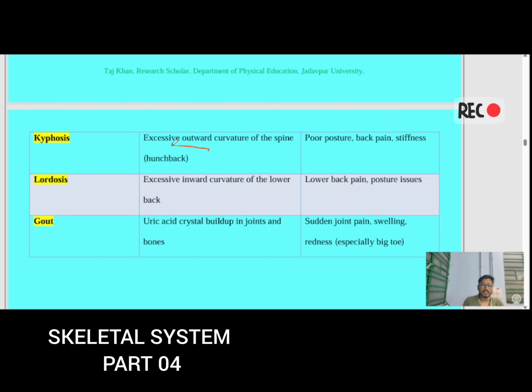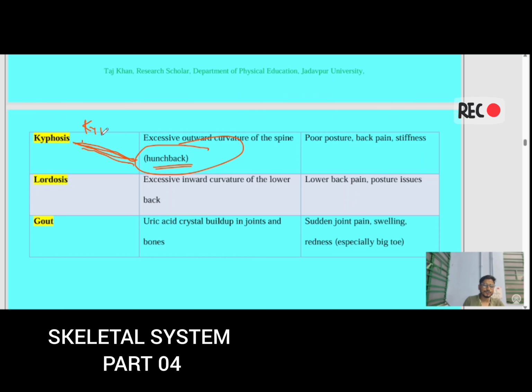Kyphosis is known as hunchback. It is a very important thing; a maximum number of questions are asked on it. What is the alternative name of kyphosis? Kyphosis is known as hunchback. This type of option we will get. Kyphosis is a hunchback. Kypho means hunch. Remember these things.